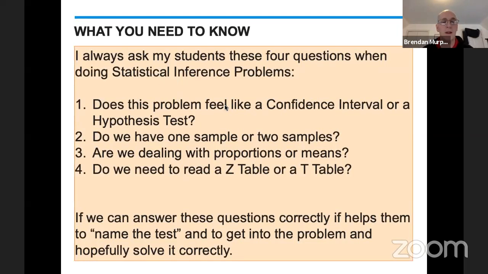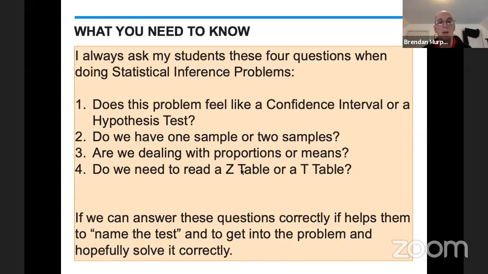My first question is, does this problem feel like a confidence interval or a hypothesis test? Sometimes the wording is very easy in the problem, and sometimes it isn't quite so easy to figure out exactly what they want. Other teachers may frame it in a different way. For a confidence interval, find some values or something like that, or for a hypothesis test, is there evidence that this is stronger than that, or yes, no. So lots of different ways to do that. But my first gut reaction is, is this problem going to be a confidence interval or a hypothesis test?